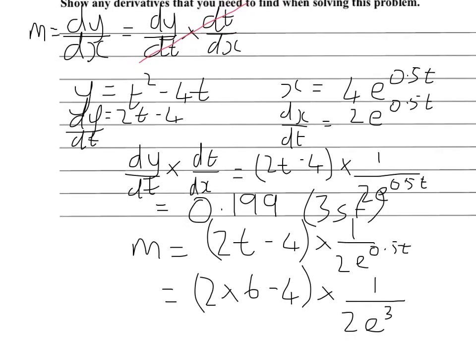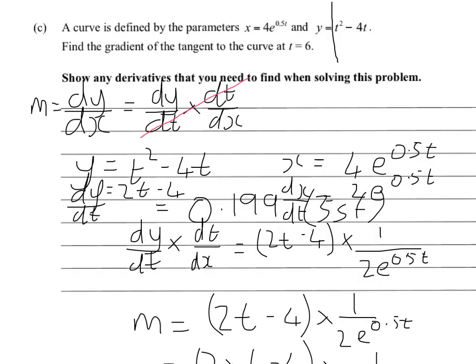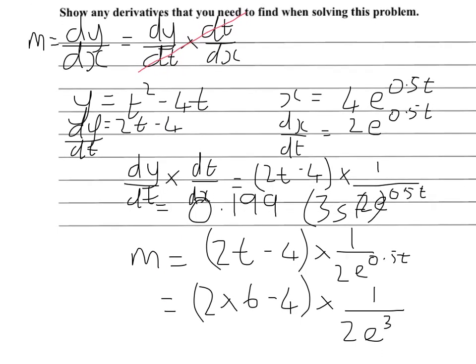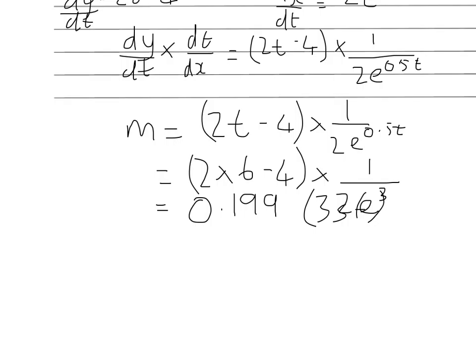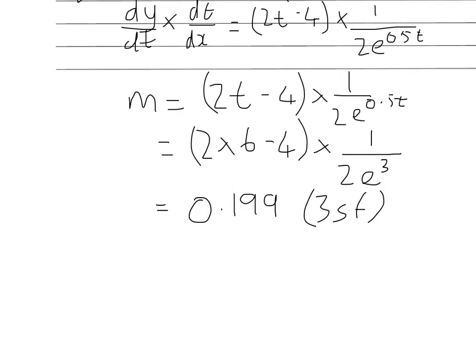We used dy/dt over dt/dx to find the gradient function. Once we had the gradient function, we found what the gradient was when t equals 6. We put t equals 6 into the equation, and we end up coming out with 0.199, which seems to be floating around regardless of where I move this screen.